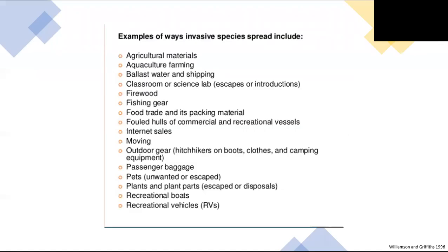And what I have here is just examples of ways that invasive species can spread, and this includes things like spreading through agricultural materials. There's a lot of invasive pests that come over that way. Ballast water shipping brings a lot of snails over. I'm not going to go through all of these. This is more just so you are aware. But food trade and its packing materials, I know a lot of people know about various spiders that come over on tropical fruits. Firewood, you can't move firewood between a lot of states.